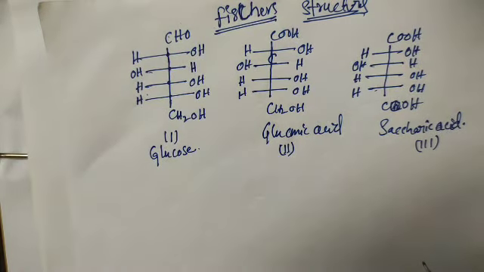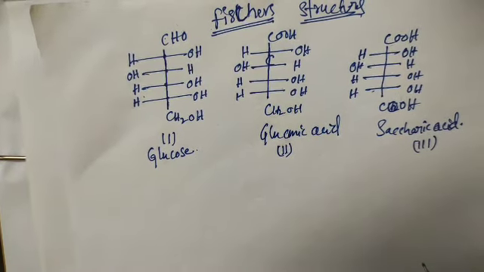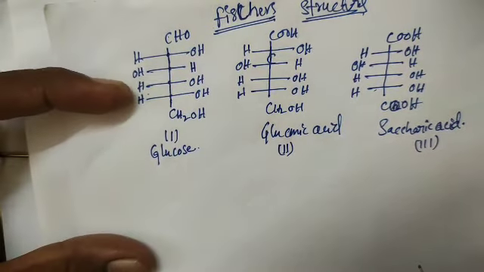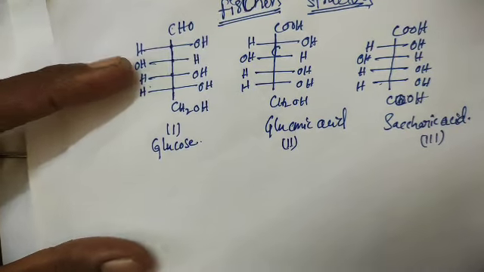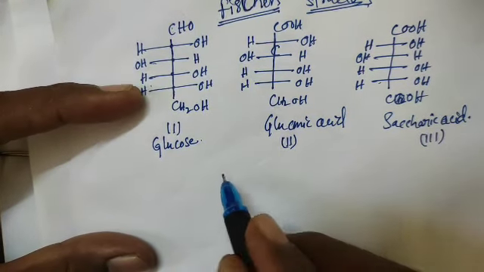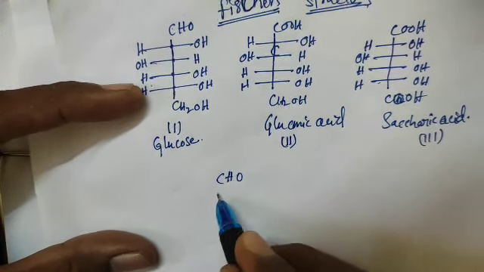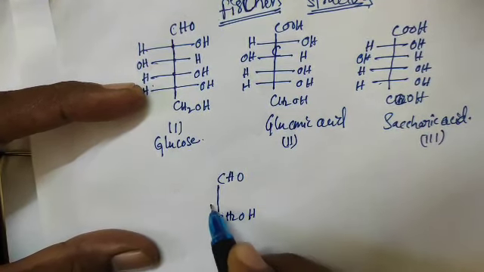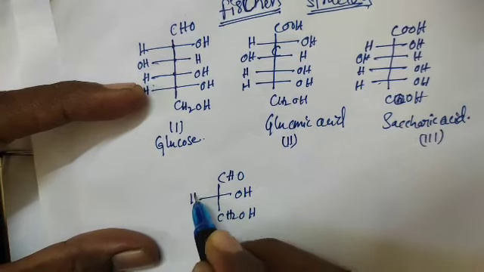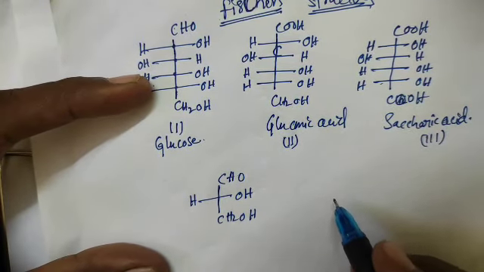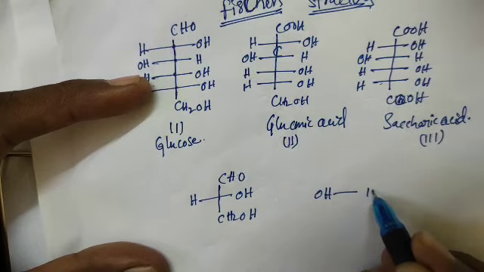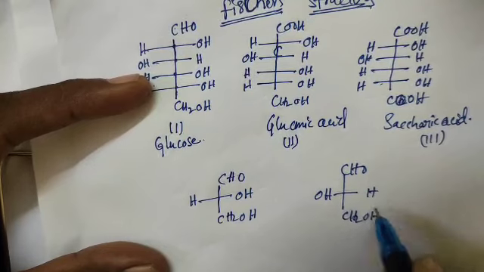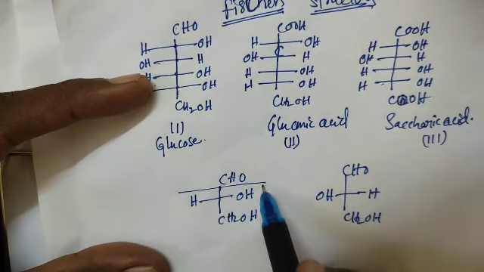Next, we have alpha D and beta D glucoses. About how we write alpha D and beta D glucoses, we have glyceraldehyde. The glyceraldehyde formula is CHO, OH, H, CH2OH. And the same one more, with H, OH, CHO, CH2OH.